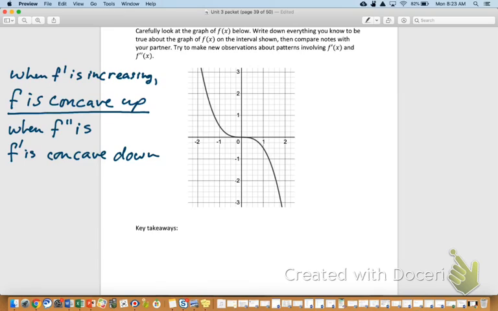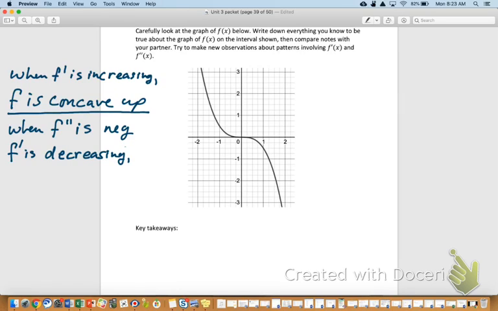But I would say this. Let's see if we can finish this. When f double prime is negative, I'll kind of go along with the same theme. When f double prime is negative, that does not mean that f prime is concave down. What does it mean? Okay, let's do that. I would agree completely with that. When f double prime is negative, f prime is decreasing. I think that is 100% true.